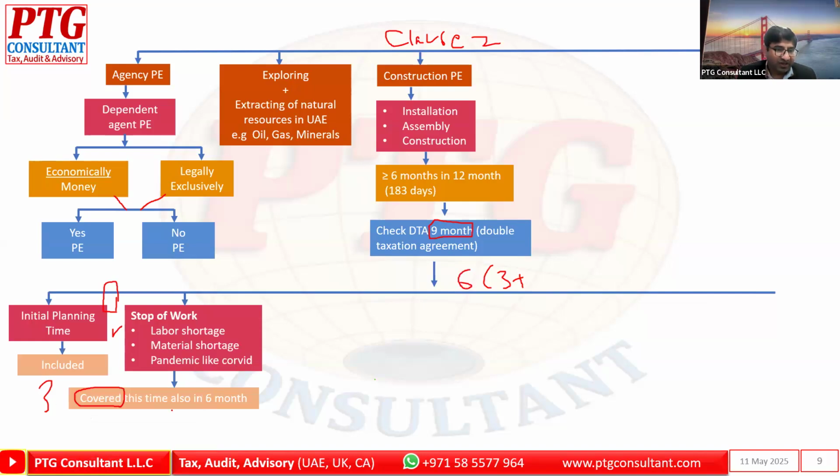So now 3 months here, and let's say 2 months here. We did the initial planning, but before starting, COVID came up, the labor was not there, the pandemic is there. 3 plus 2 is already 5 months.